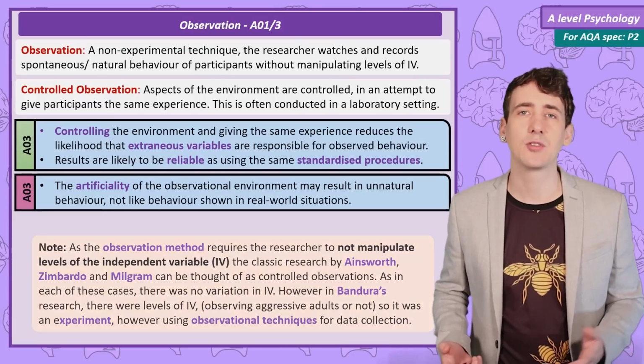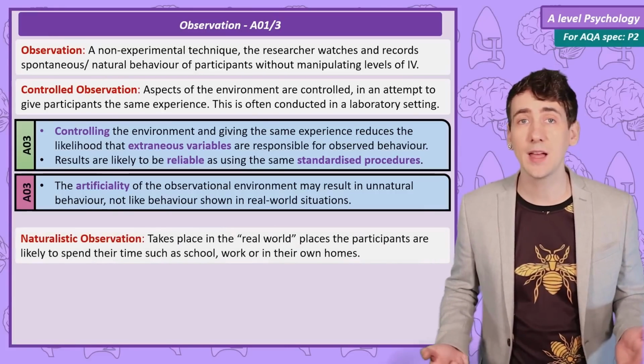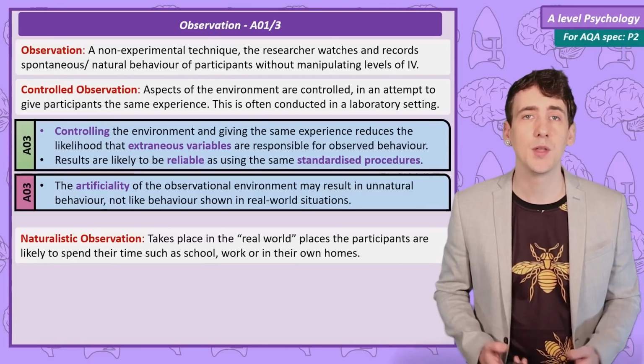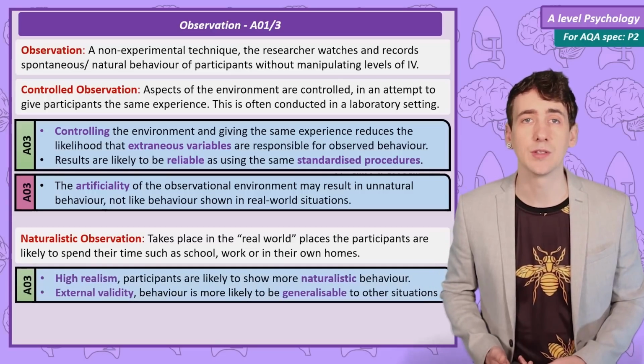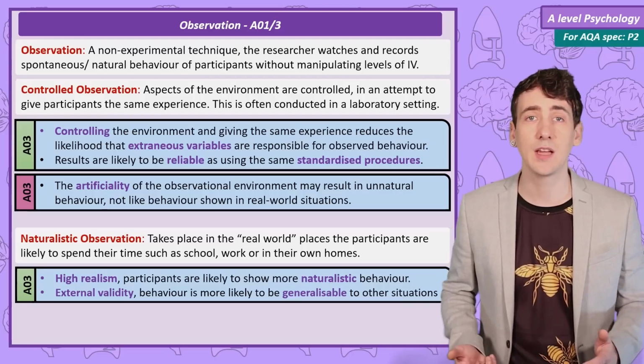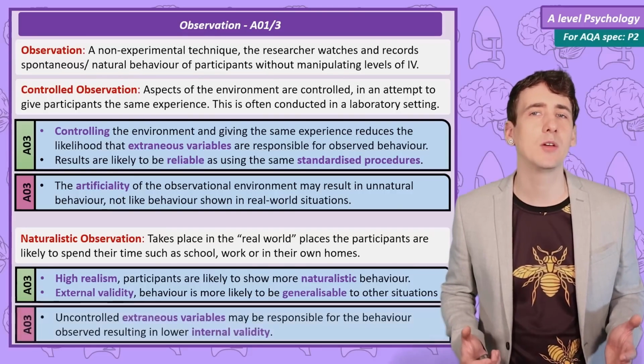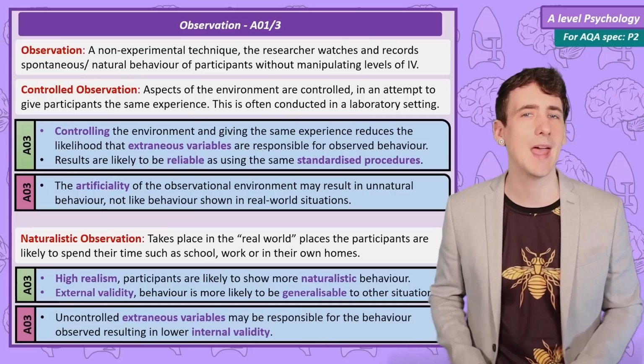Our other option is a naturalistic observation. The participants are observed in their normal environment, and this has the advantage of high realism. The participants should behave as they normally would, and we can claim that our findings have external validity, in this case ecological validity. However, the lack of control means that there might be unknown extraneous variables causing the behaviour.